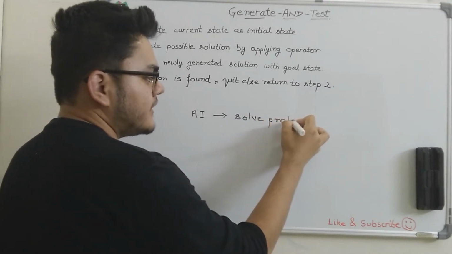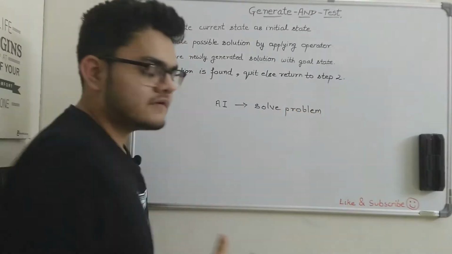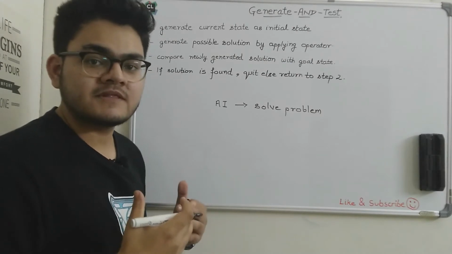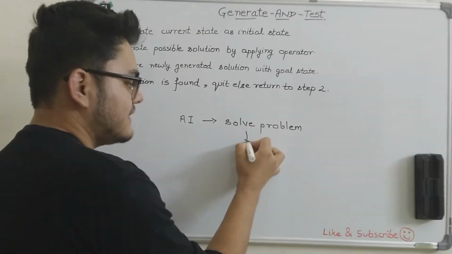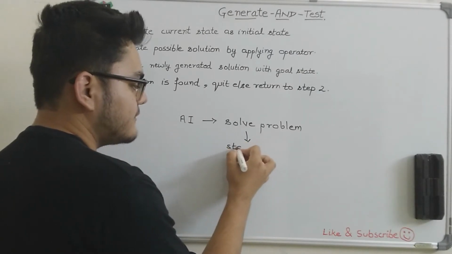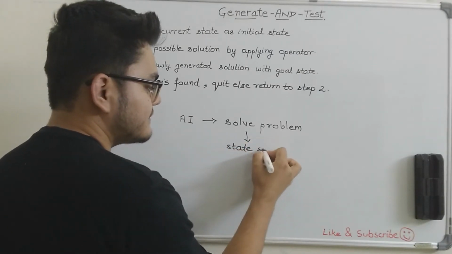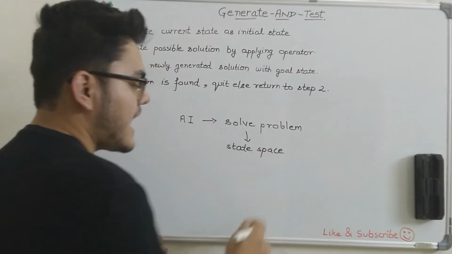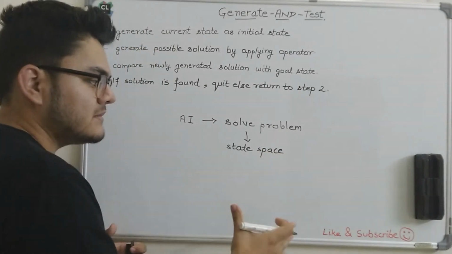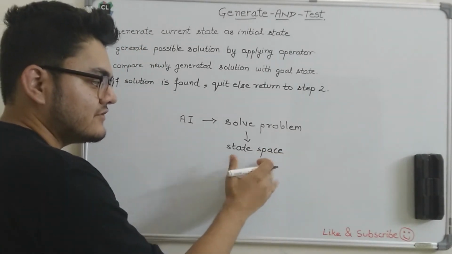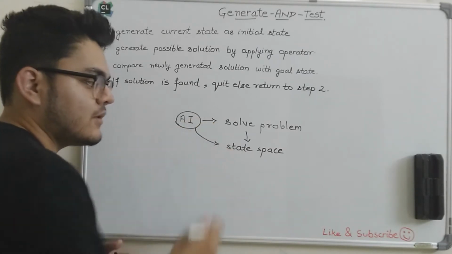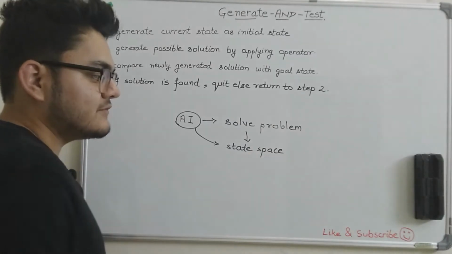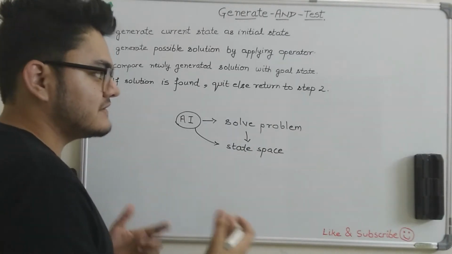Now, in order to solve a problem, we first have to represent the problem in the form of a state space representation, right? So, we'll have to convert it into a state space representation. And once we have converted the problem into a state space representation, the AI agent will be able to run some algorithms in the state space and find the possible solutions.